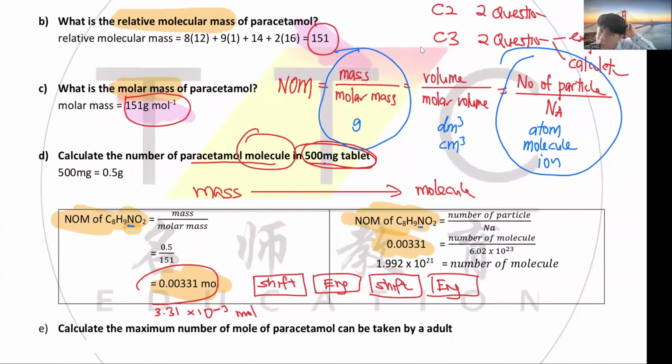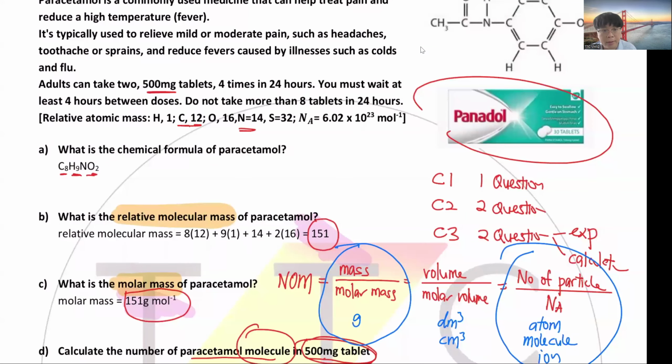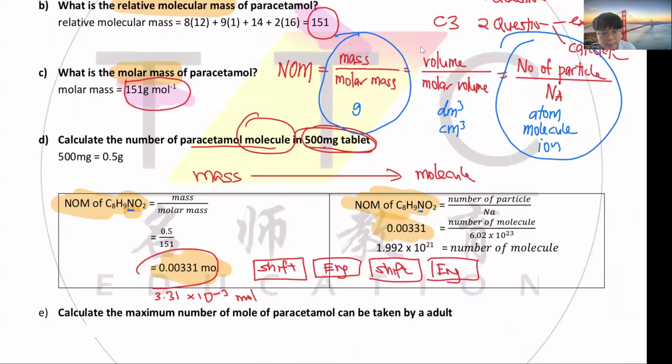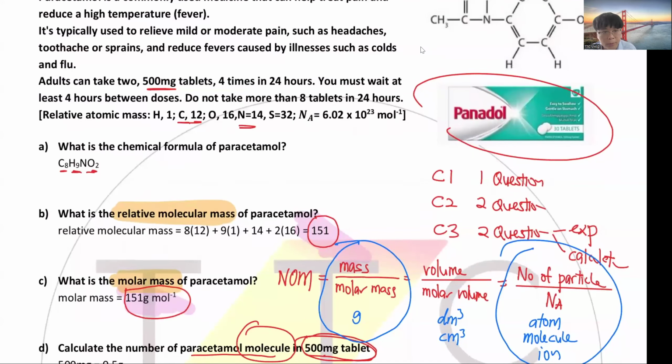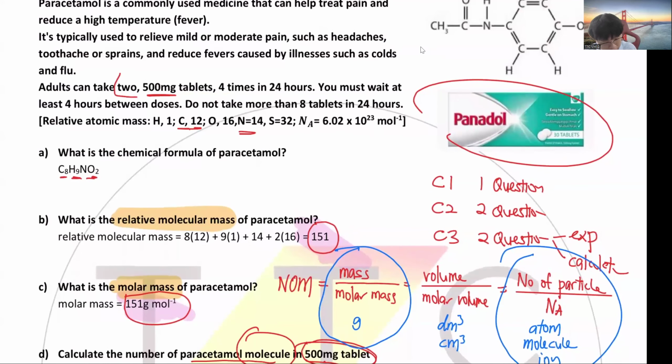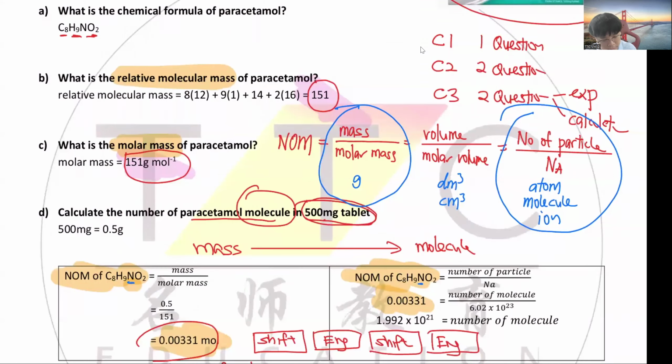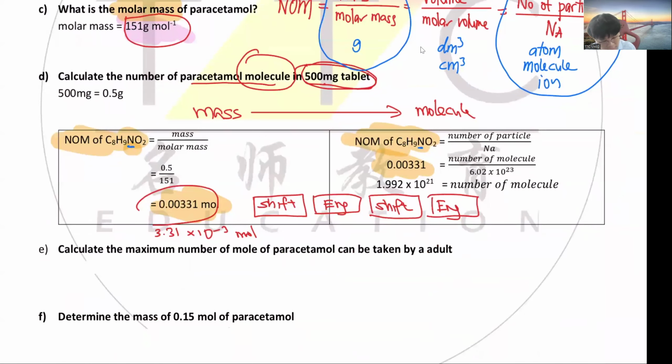So here the question, every day you only can take 2 pills, 2 Panadol maximum 4 times in 24 hours. The maximum. So now they want you to calculate the maximum number of mole that you can take. The number of mole of one pill is this number. Then maximum one day I can take 8. So this is the number of mole.